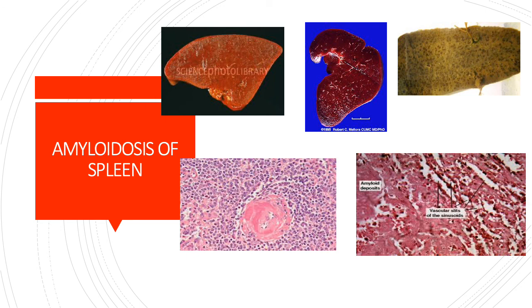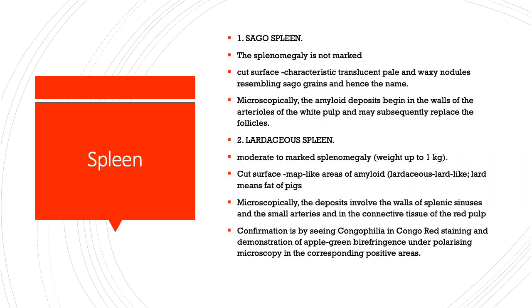Coming to amyloidosis of spleen, the spleen peculiarly has two morphological appearances in amyloidosis. The spleen is enlarged. There are two forms, called sago spleen and lardaceous spleen, which is very important here. In sago spleen, the splenomegaly is not marked. The cut surface shows characteristic translucent, pale and waxy nodules resembling sago grains. That is why it's called a sago spleen.